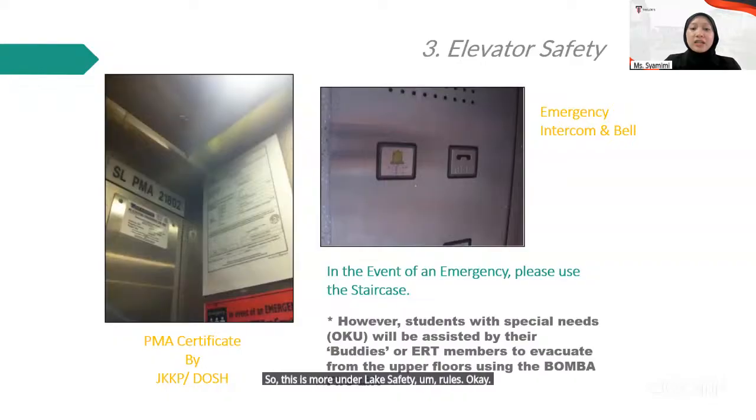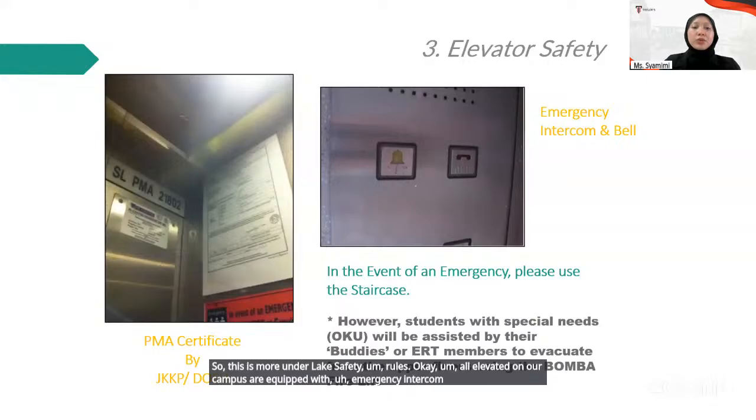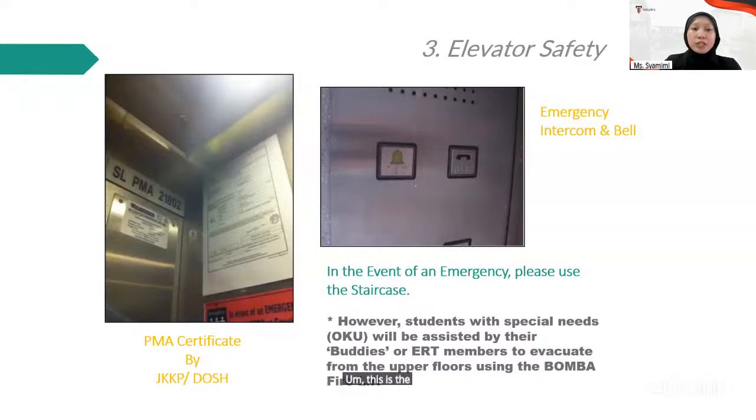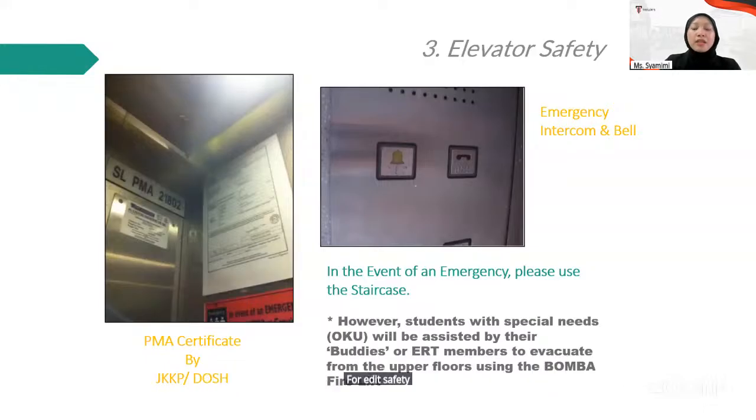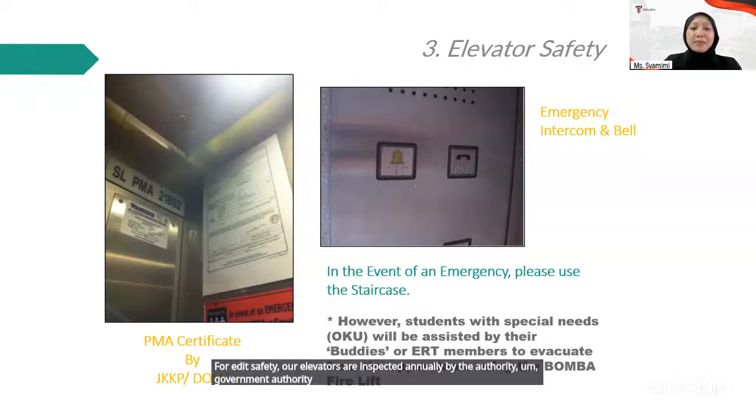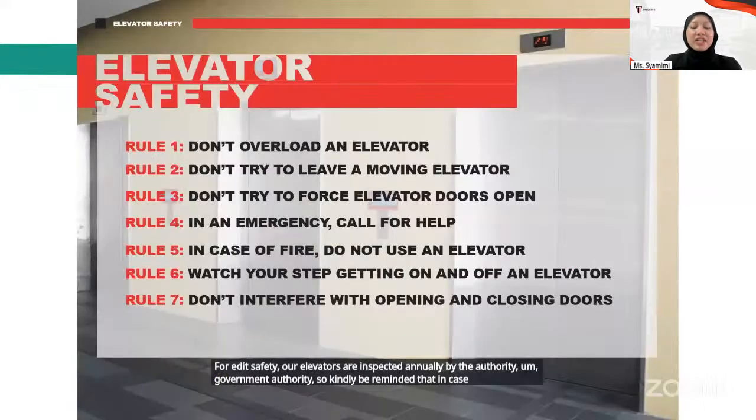All elevators on our campus are equipped with emergency intercoms and bells to be used in the event of an emergency, for example, during a man trap situation. These intercoms are connected directly to our security control room, so you'll be able to speak to them directly if you're in an emergency. For added safety, our elevators are inspected annually by the government authority. Kindly be reminded that in case of fire, do not use the elevator. Please use the emergency staircase, and please watch your step while evacuating.